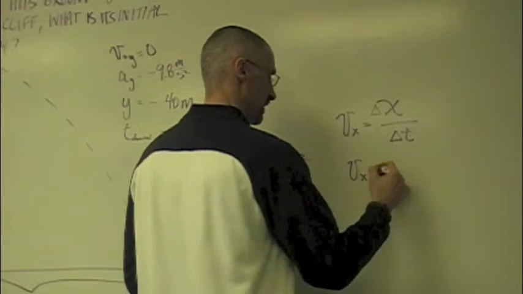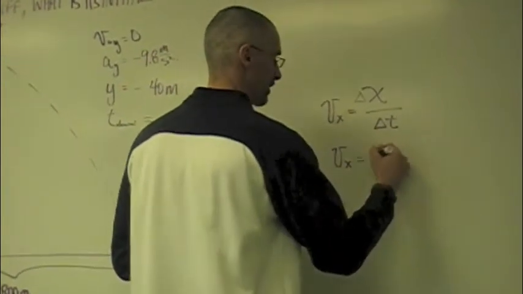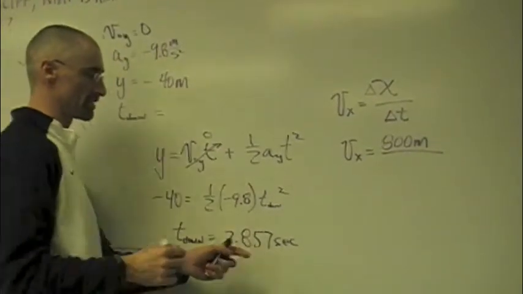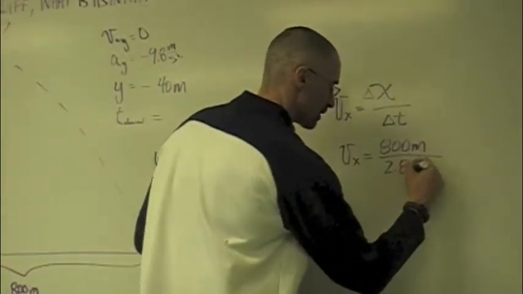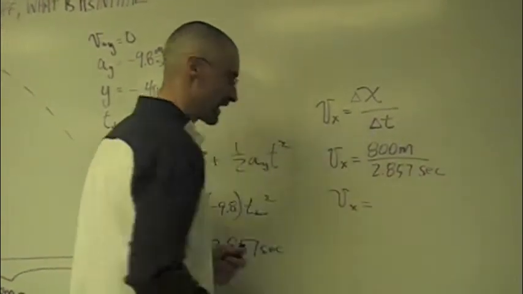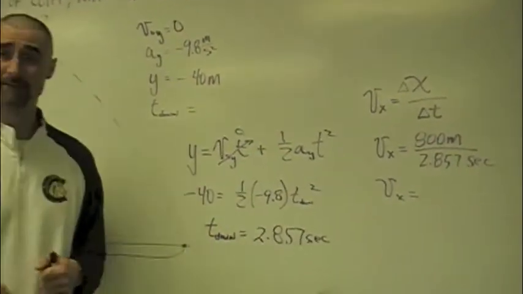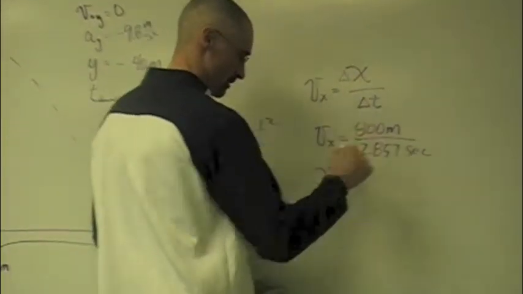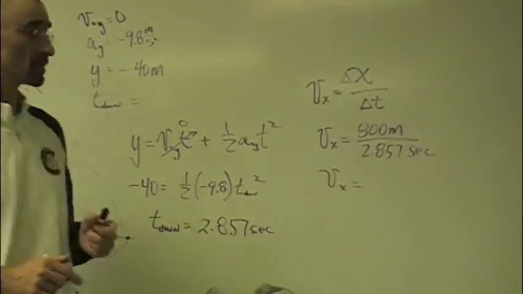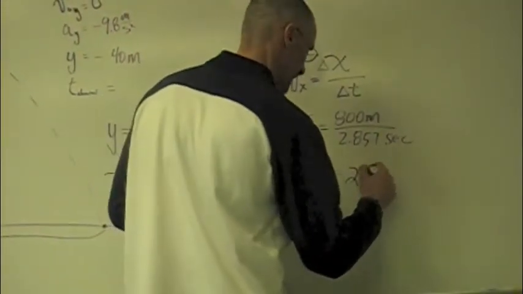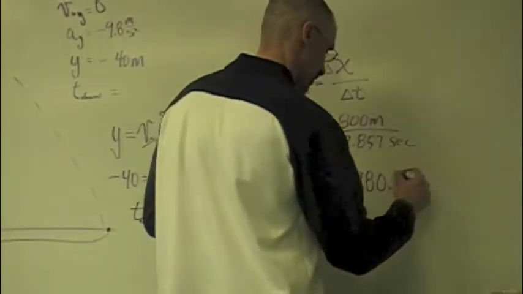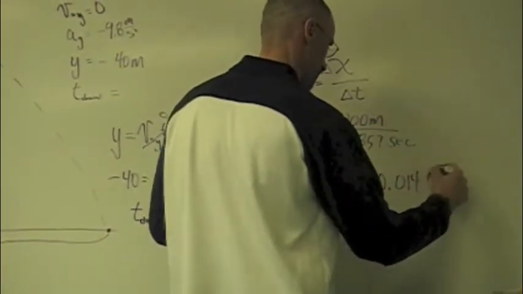But if we're looking for v_x, we know we covered 800 meters in 2.857 seconds. And we come up with a velocity of, help me out there, what do we got? 280. Say it again. 280, exactly. 0.014. So 280.14, something like that, meters per second.